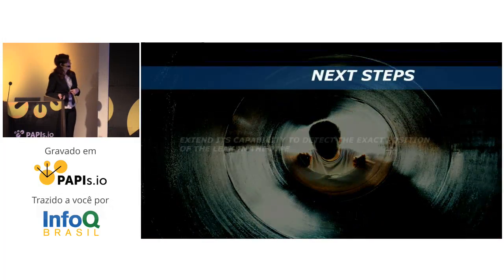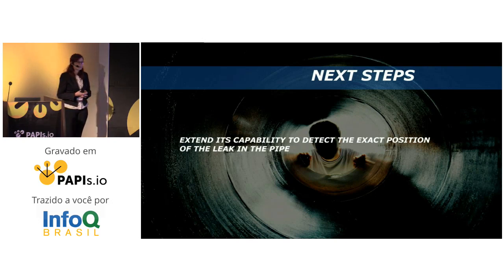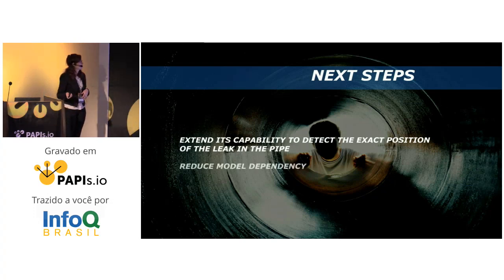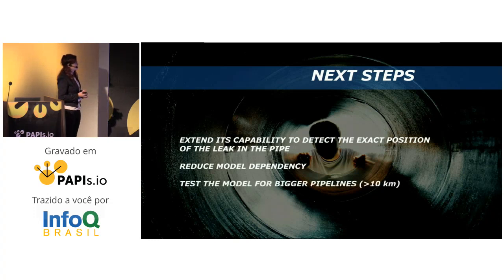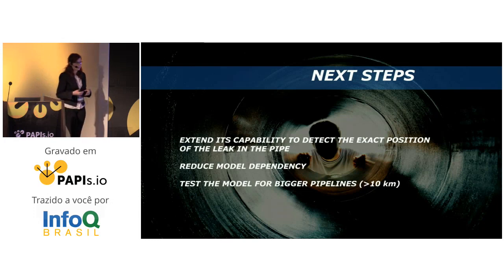And there are the next steps. We can extend its capability to detect the exact point of the leak in the pipe, because as I said, the system doesn't say where the leakage is occurring, just that there might be a leakage between 2 measure points. We could try to reduce model dependency, and we also want to test the model for bigger pipelines, bigger than 10 kilometers, because for bigger pipelines, there are other solutions with high cost, but also with higher precision. So we could try if this system works also in bigger pipelines, bigger than 10 kilometers.